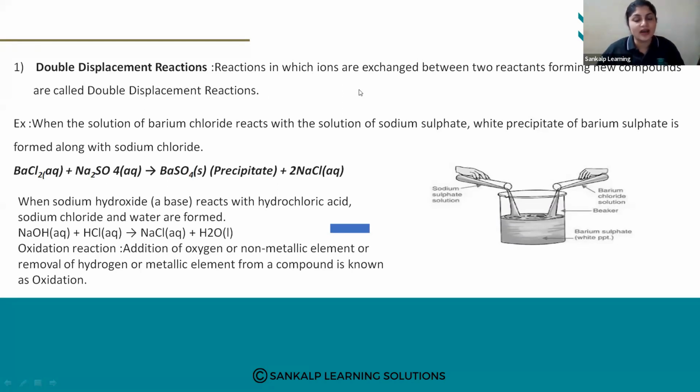Here you can see BaCl2 and Na2SO4, that is barium chloride and sodium sulfate. What is happening here? Two types of ions are getting exchanged. That is, Cl is getting replaced by sulfate. So barium sulfate is formed, and sodium chloride is formed, right? So the ions are getting exchanged between the two reactants. It is called double displacement, as at the same time the ions are exchanged between the two reactants.